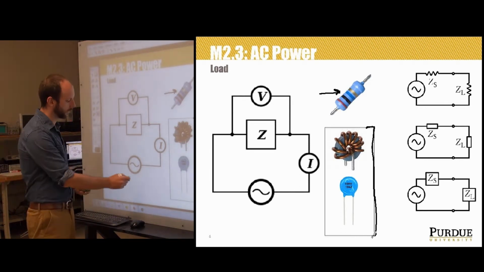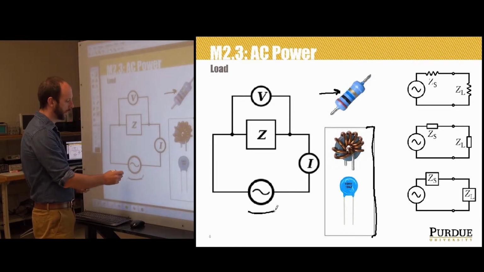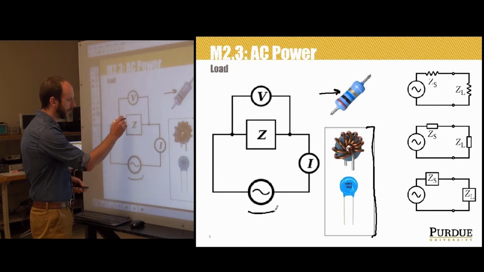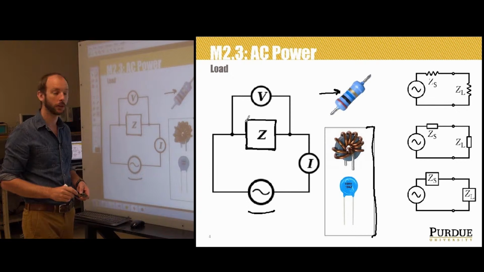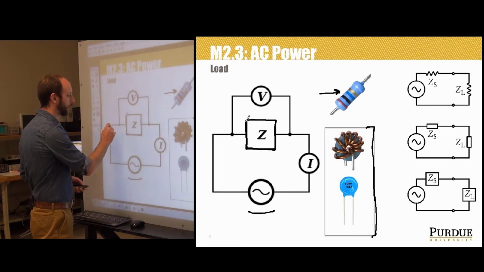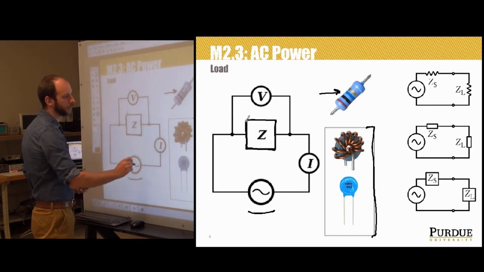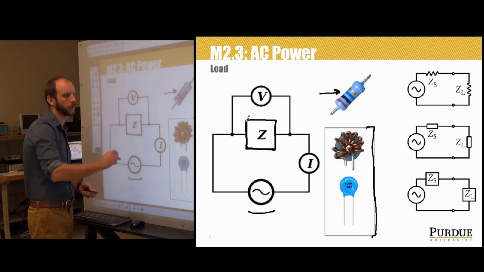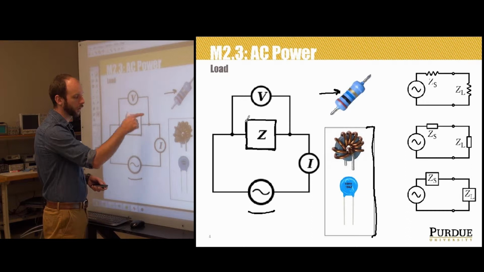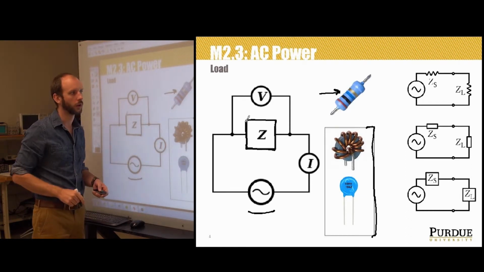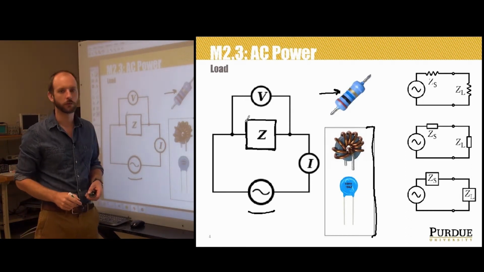So here we have a circuit. It's an AC source. We have a generalized impedance here given by the symbol Z. We are measuring the current through Z with an ammeter here and the voltage across Z with the voltmeter here. And the impedance, Z, is really the relationship between I and V.